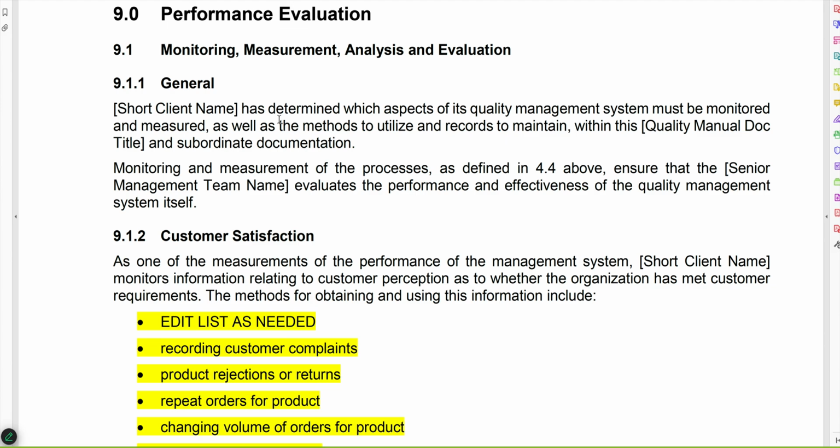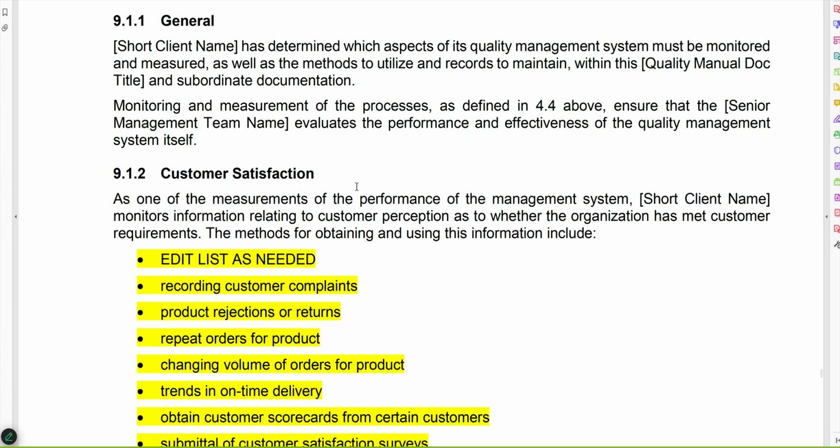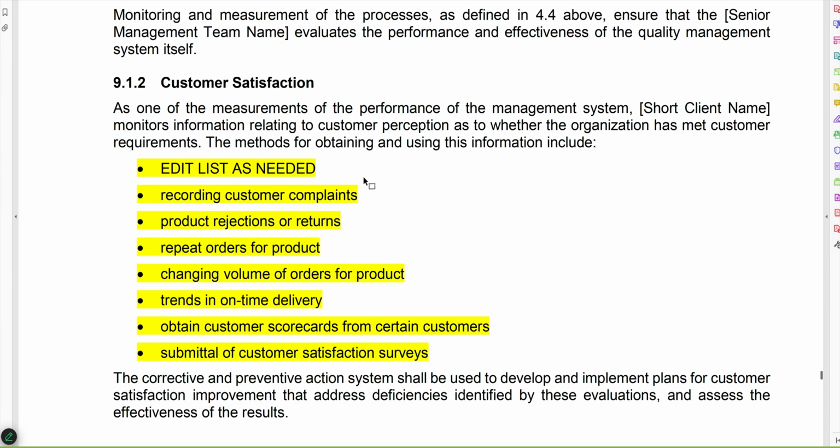Now we have another section, which is the customer satisfaction section 9.1.2, where we are going to look into different methods for obtaining and using the information related to customer satisfaction. That, of course, I'm inviting you to read these bullet points as well.